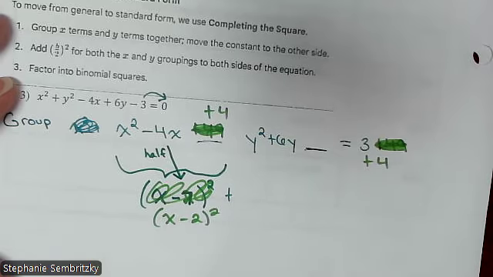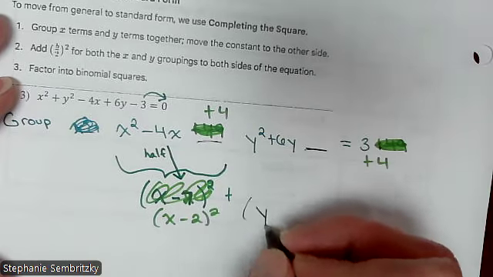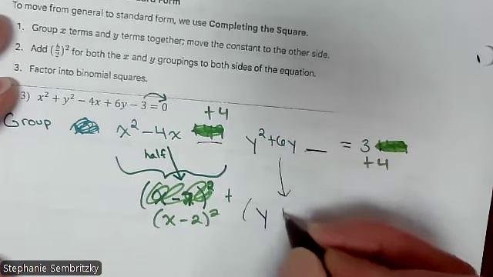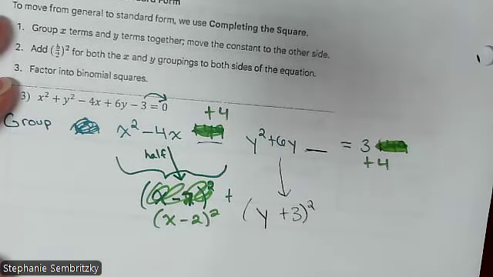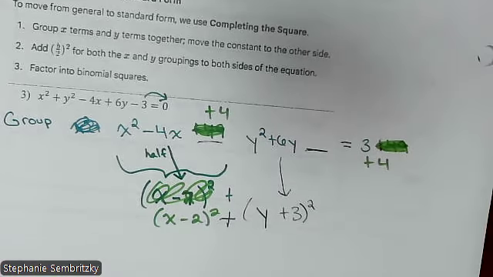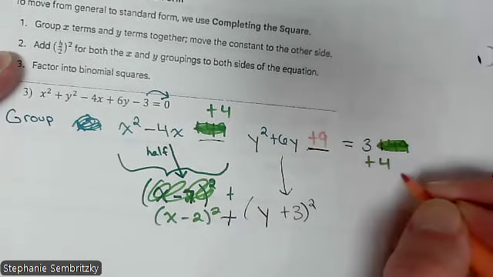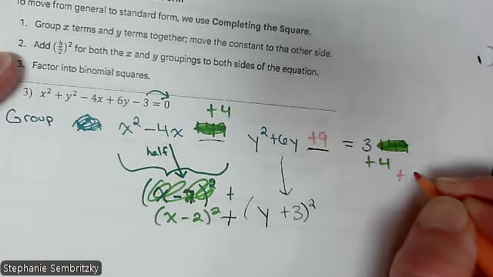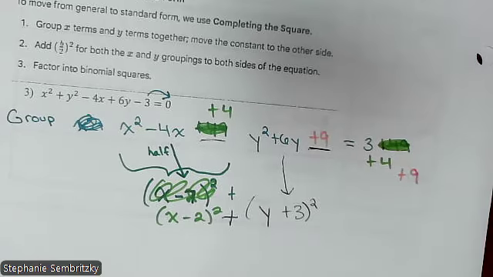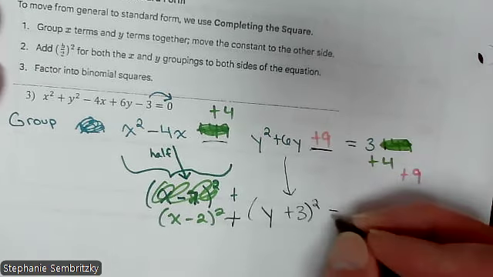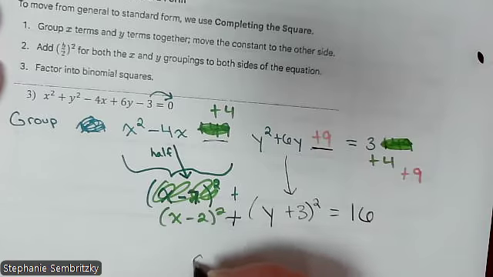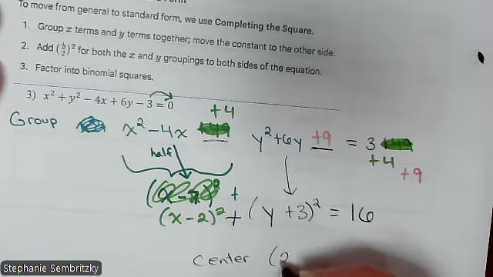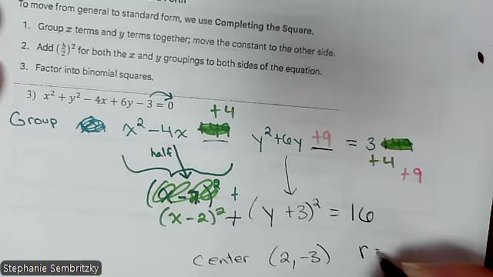Now let's try the y's. Maybe I'll do a better job with that. Y, half of 6. And what's missing is that there's a plus in between these. That 3 squared, which is a 9. So that would give me 3 plus 4 plus 9, 16. That means my center is at 2, negative 3. And my radius, that's the radius squared. So my radius is 4.